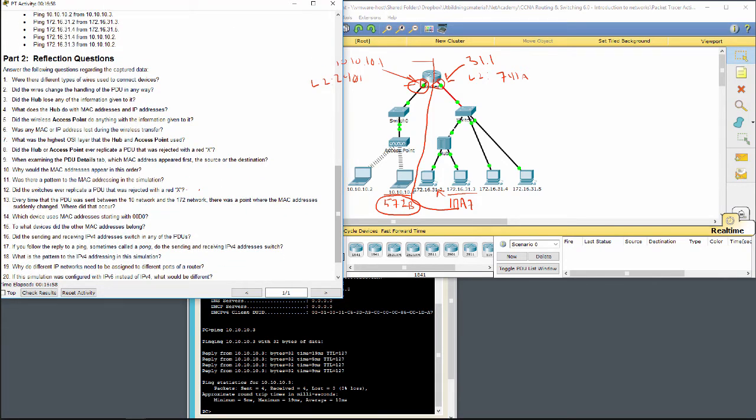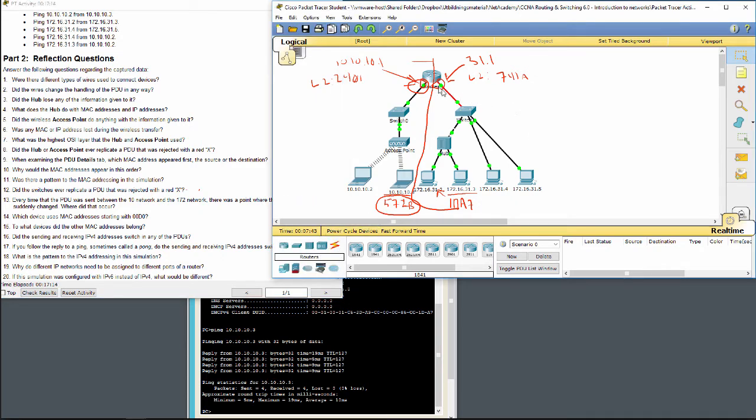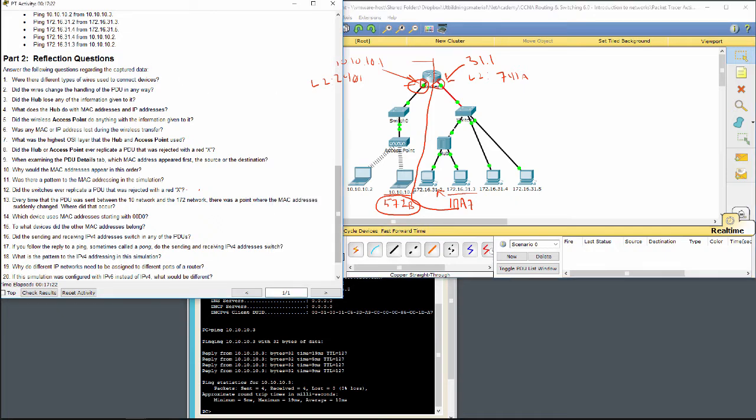So let's see here. First of all, number 1, were there different types of wires used to connect devices? We haven't looked into that because it really doesn't matter, but we can see on the topology that this line here is red, and we can see here that red means fiber and black means copper. So the answer to that is yes, copper and fiber is the answer to question number 1.